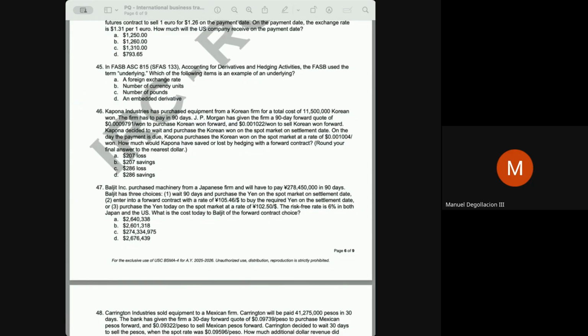But since it did not, it had to pay 11,546. So, to answer the question, how much would Capona have saved or lost by hedging with a forward contract? It would have saved 286, which is the difference between 11,546 and 11,260.